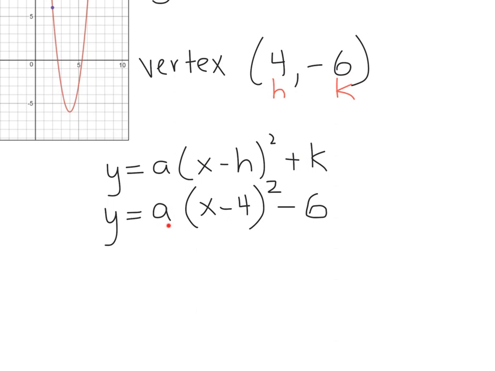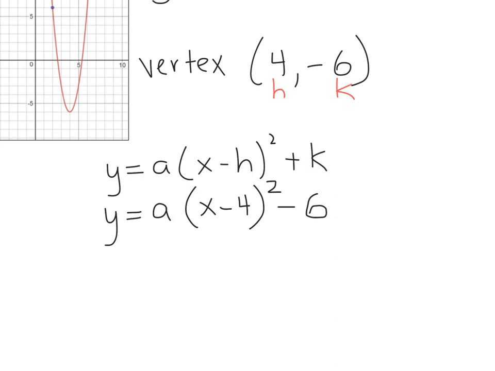The a value we can't pick out or identify from the graph. Now, the only way that we're going to be able to calculate this a value is if we fill in numbers in the place of x and y. Remember, you can only solve an equation for one variable at a time. So if I want to solve for a, I need to stick in some other numbers in the positions of x and y. Now remember, x and y represent coordinate points.